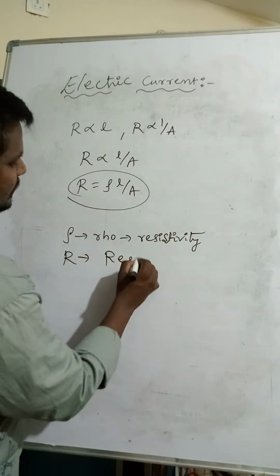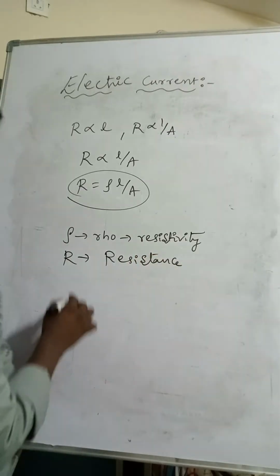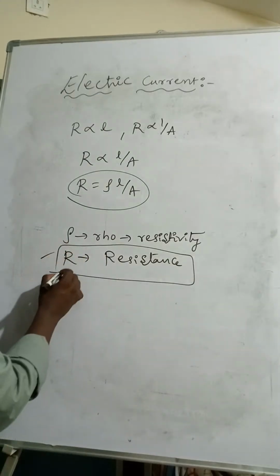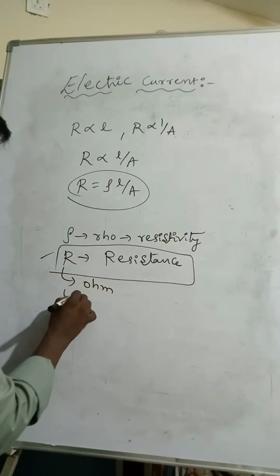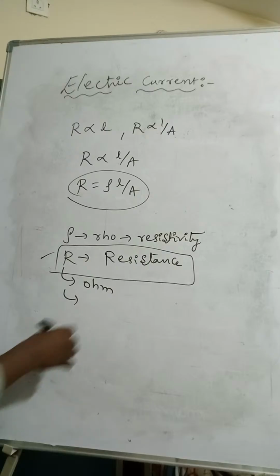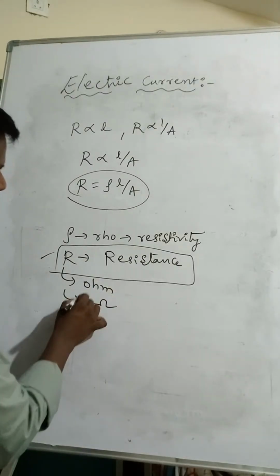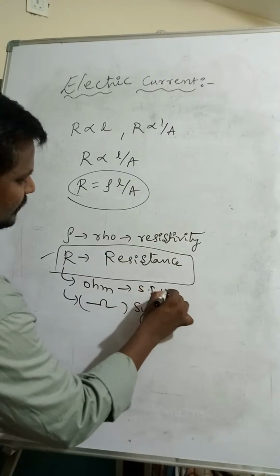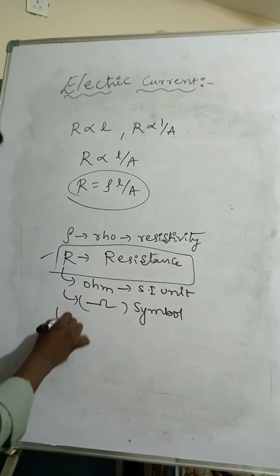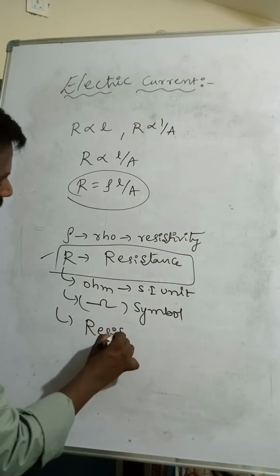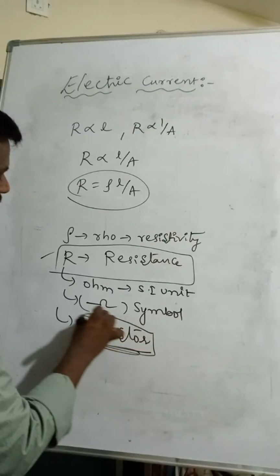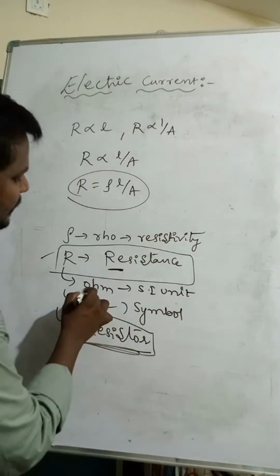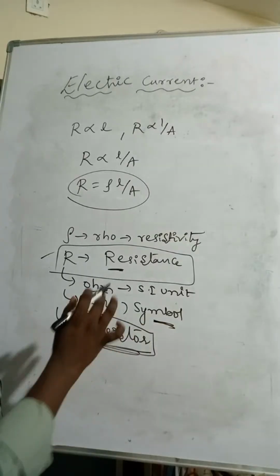R is the resistance. Resistance is nothing but the phenomenon of opposing the electric current in the circuit. The SI unit of resistance is ohm. This is the symbol, and this one is the SI unit. The device which is used to oppose the electric current in the circuit is the resistor. So resistance is the phenomenon. The SI unit of resistance is ohm. The symbol is this one. Okay, that is about resistance.